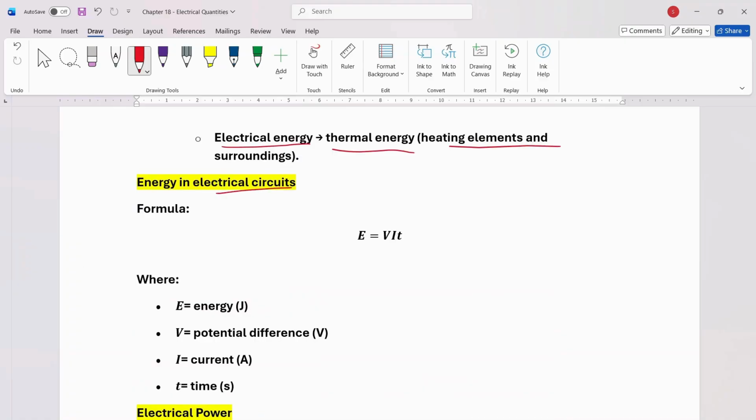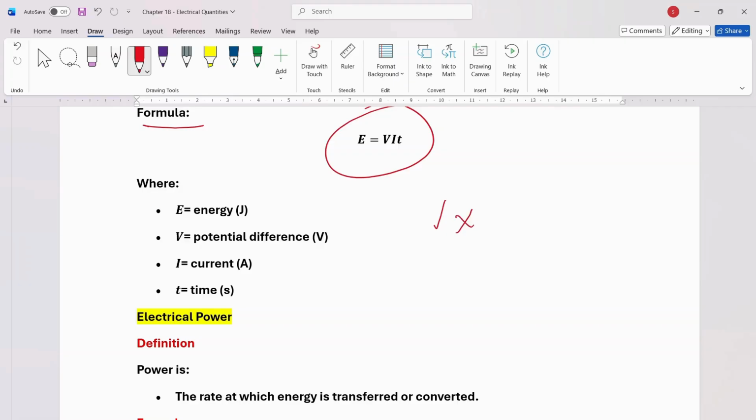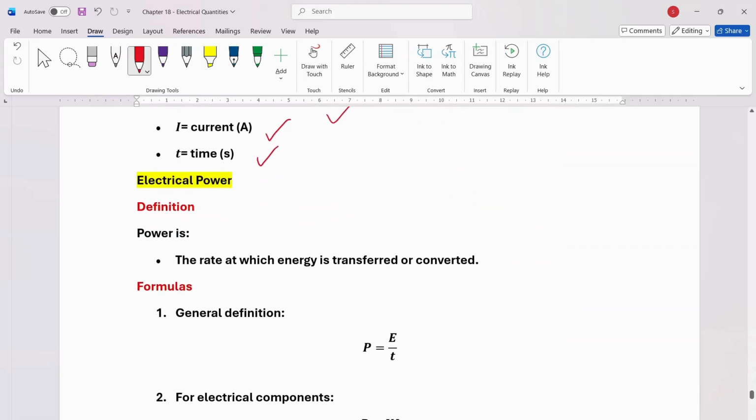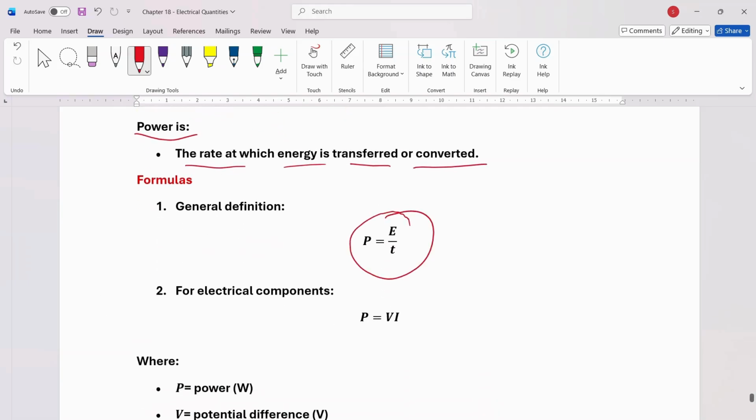Okay, the energy in electrical circuits formula is E equals V times I times T. E is for energy, V is potential difference, I is for current, and T is for time. Let's talk about electrical power. Power is the rate at which energy is transferred or converted. Our definition has the formula P equals E over T.